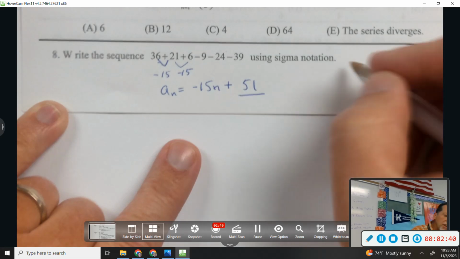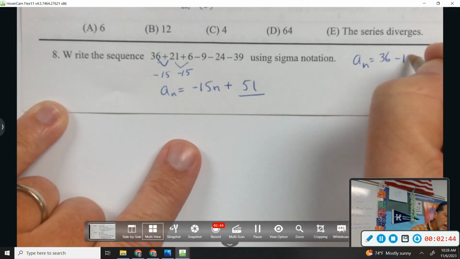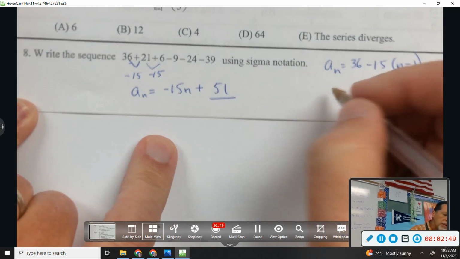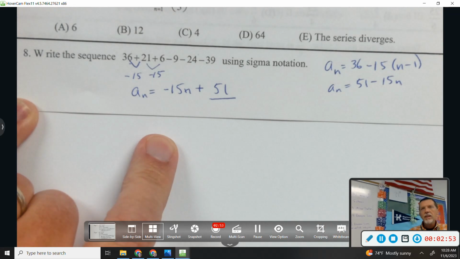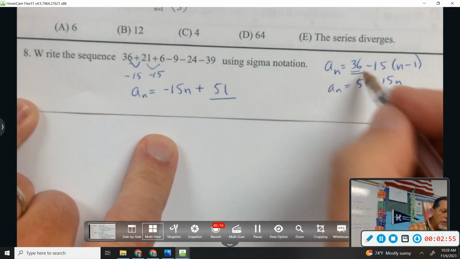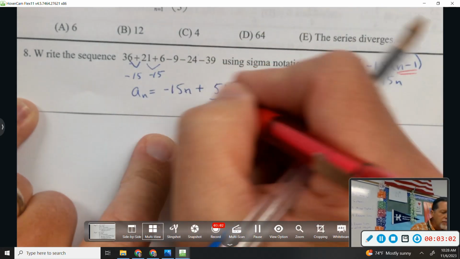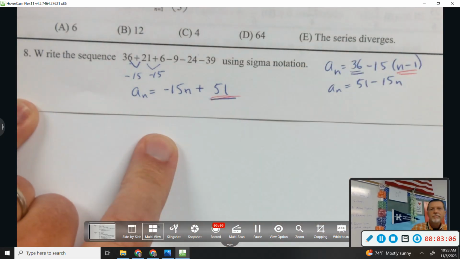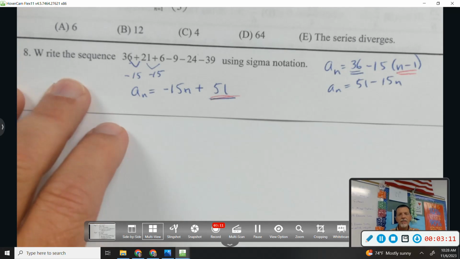If you want to think of it the other way and start with 36, you can do that. But then you have to do n minus 1. And you end up with 51 minus 15n. So if you could start with 36, that's fine, but then you got to use n minus 1. If you want to just jump straight in with negative 15n, then you got to figure out what to add to it so that you land at 36.